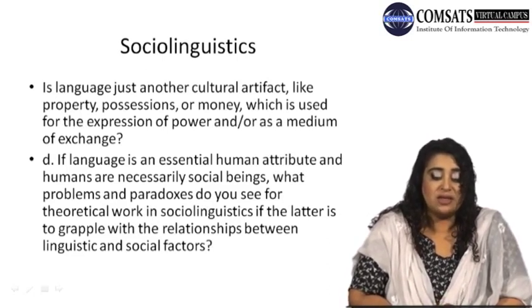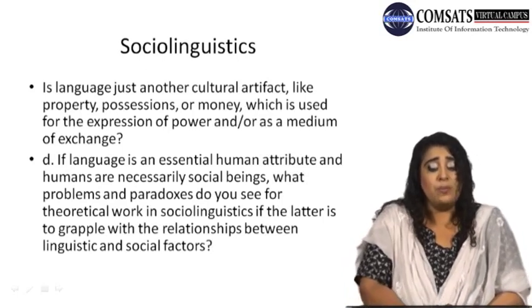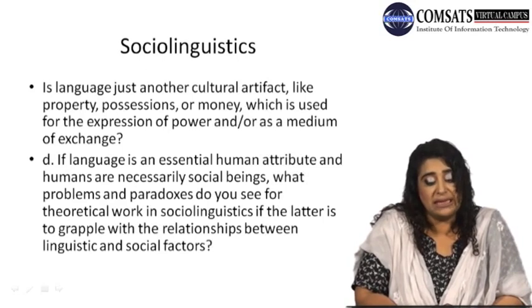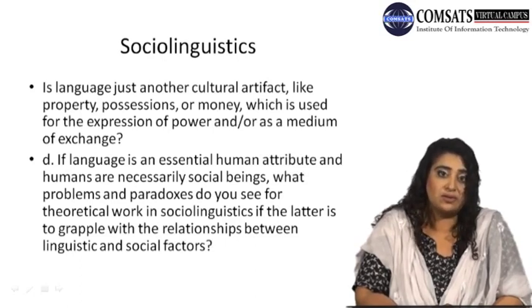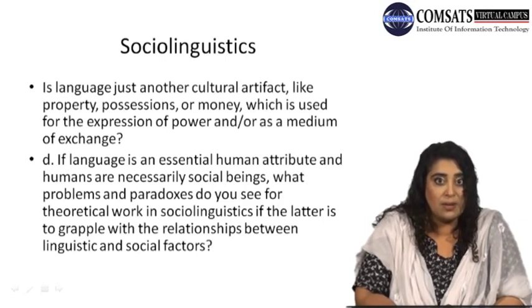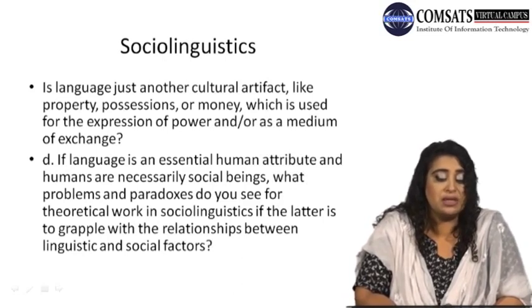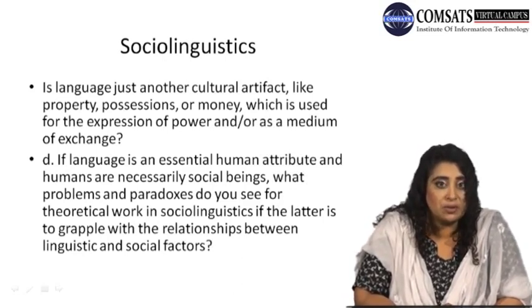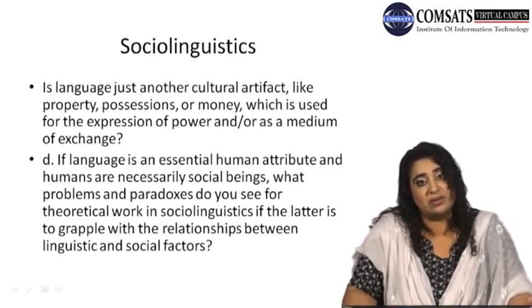So if language is an essential human attribute and humans are necessarily social beings, what problems and paradoxes do you see for theoretical work in sociolinguistics if the latter is to grapple with the relationships between linguistic and social factors? So yes, if you would say an essential human attribute is that humans are necessarily social beings, so they belong to a society. So what problems or paradoxes do you see that would arise for theoretical work in sociolinguistics if the latter is to grapple with the relationship between the linguistic and social factors?